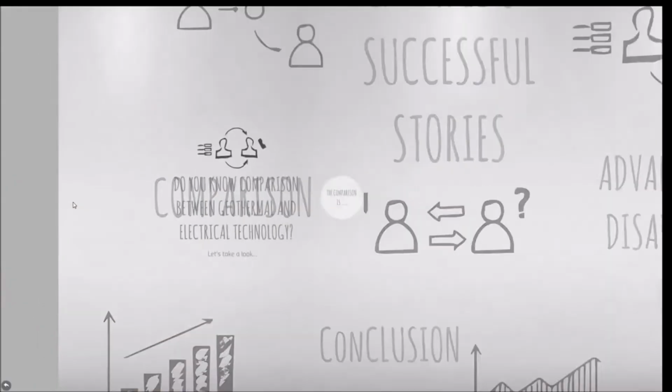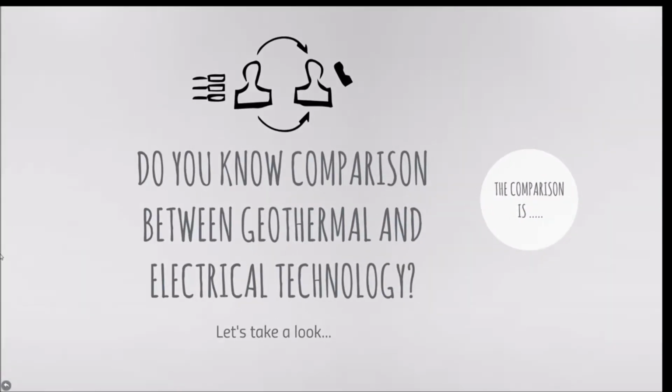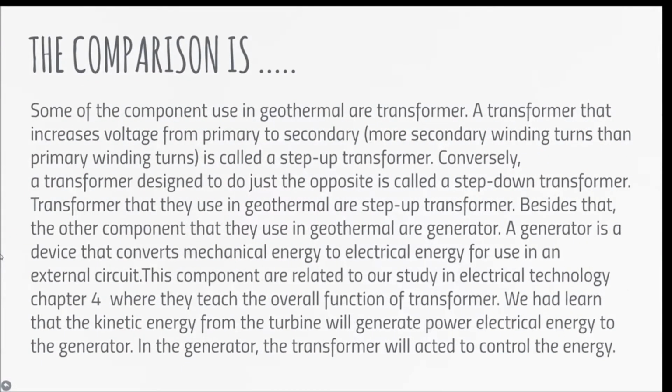Today I want to present about the comparison between geothermal and electrical technology. Do you know the comparison between geothermal and electrical technology? Some of the components used in geothermal are transformers. A transformer that increases voltage from primary to secondary is called a step-up transformer. Conversely, a transformer designed to do just the opposite is called a step-down transformer. The transformer that they use in geothermal is the step-up transformer.